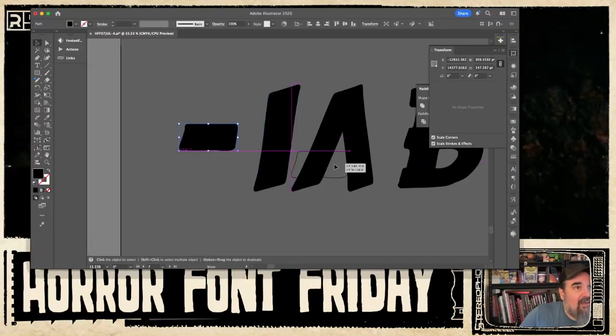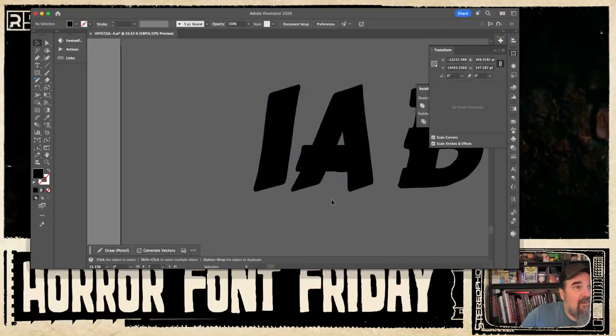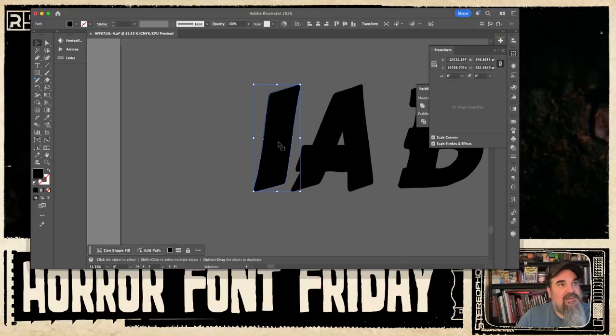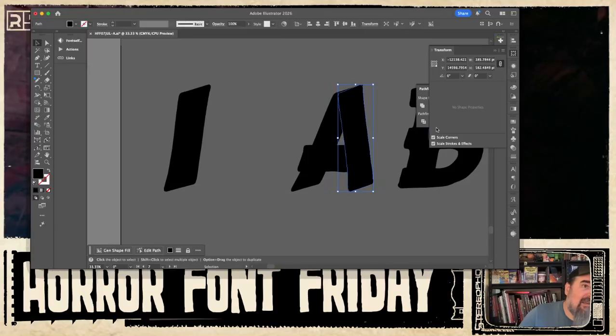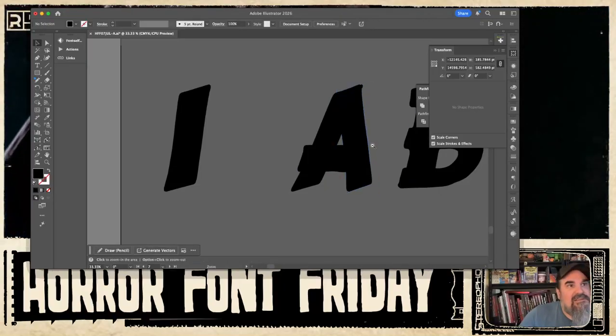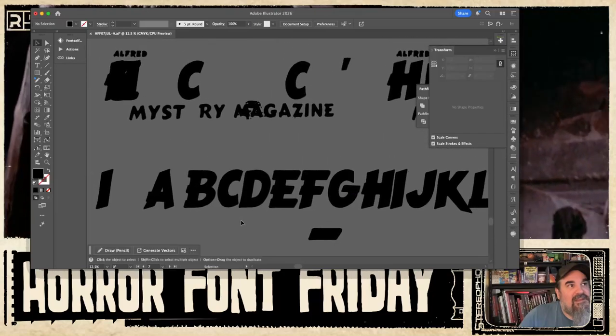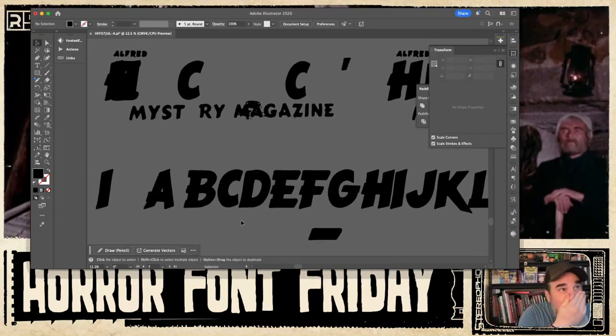And the crossbar is going to be the same. I'll adjust from the bottom, lower and out just a little bit. This actually needs to come in a little bit. It almost looks like it curves.